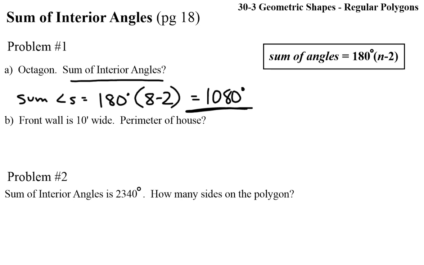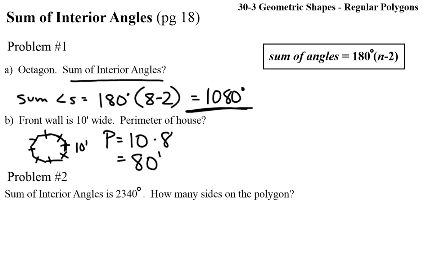If you had this octagon for a house, and every side was the same and was 10 feet, what would be the perimeter? The perimeter would be 10 feet times 8 sides. You'd have 80 feet of wall in that particular room.